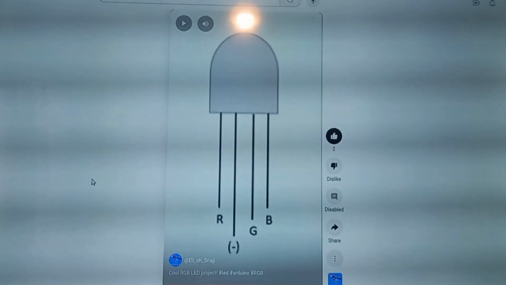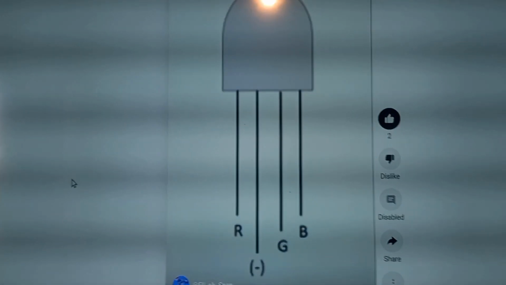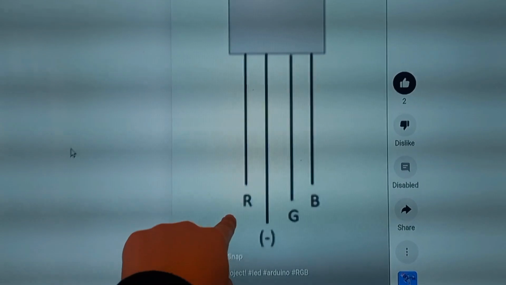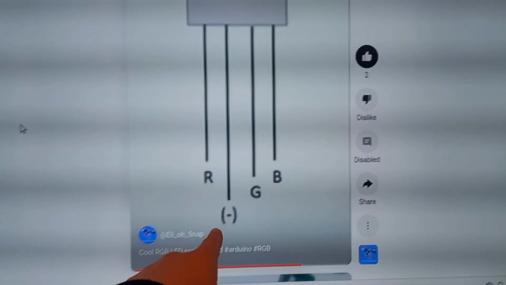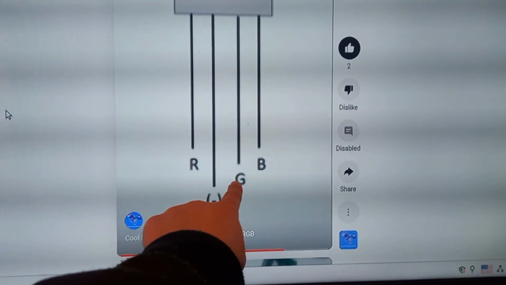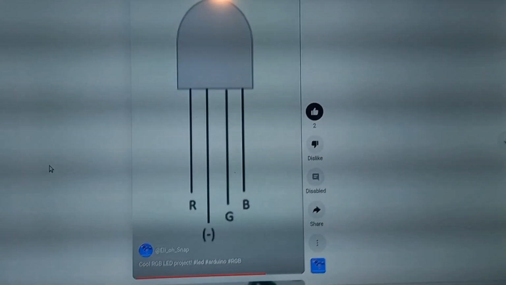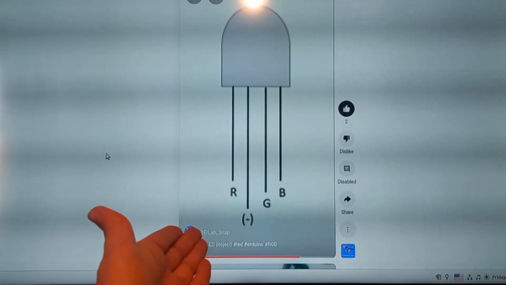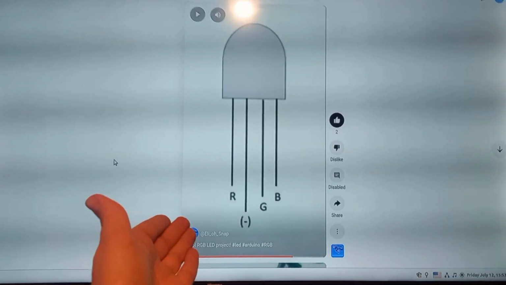Oh yeah, and by the way, just so you know, this is the layout of my RGB LED. This is red, this is ground or negative, this is green, and that's blue. And just so you know, yes, I'm getting this information from one of my YouTube videos.